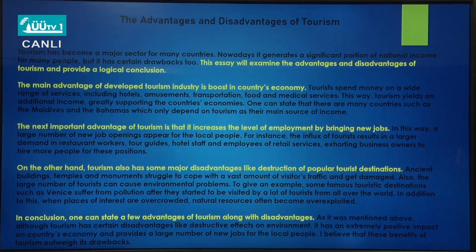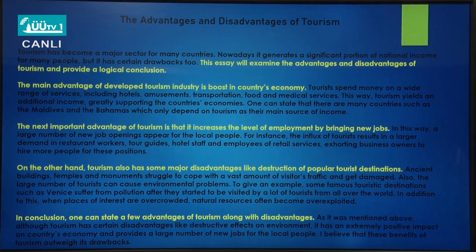Then we have 3 body paragraphs, which I changed the color. You can see the yellow ones. These are the topic sentences. And finally, we will have our conclusion. In conclusion, one can state a few advantages of tourism along with disadvantages. So, this is our thesis restatement I mentioned before.